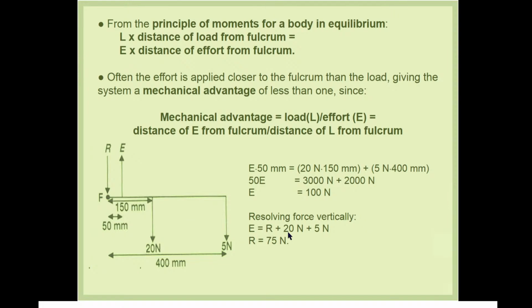And now you can see what is the force that should be developed by the biceps. It is 100 newtons. And look, it is greater than the external load this biceps force should balance. So that is why we can say that it is a disadvantage. It is not a mechanical advantage.